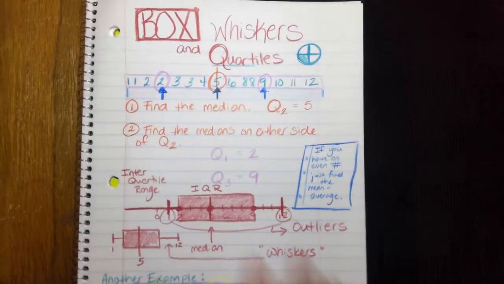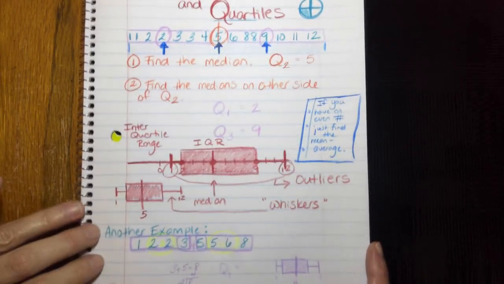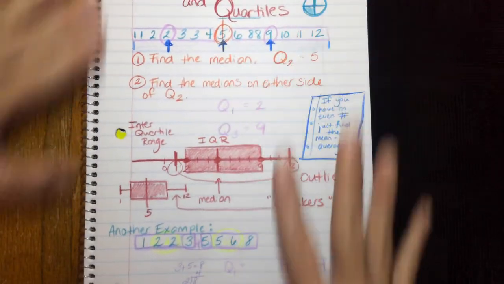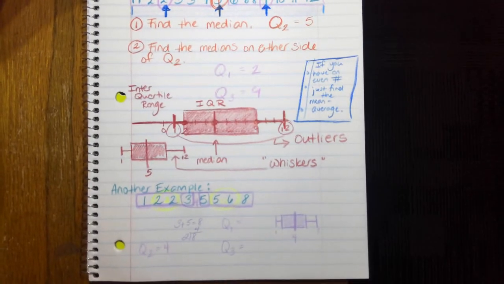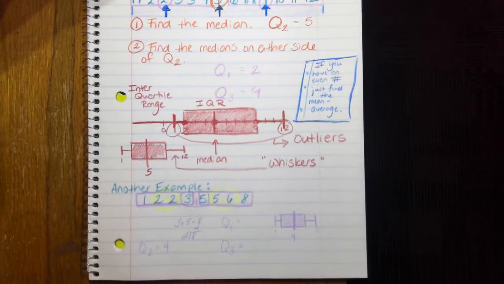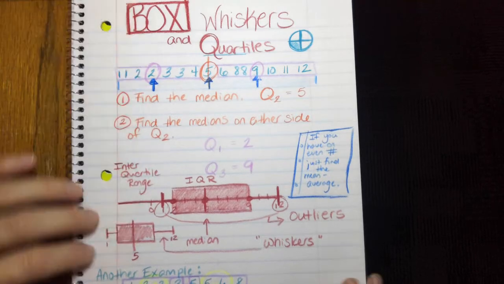So box, whiskers, quartiles. Okay, this is one that I'm going to expect that you need some practice with. Look in the review folder, look online. There's lots of places that you can practice.